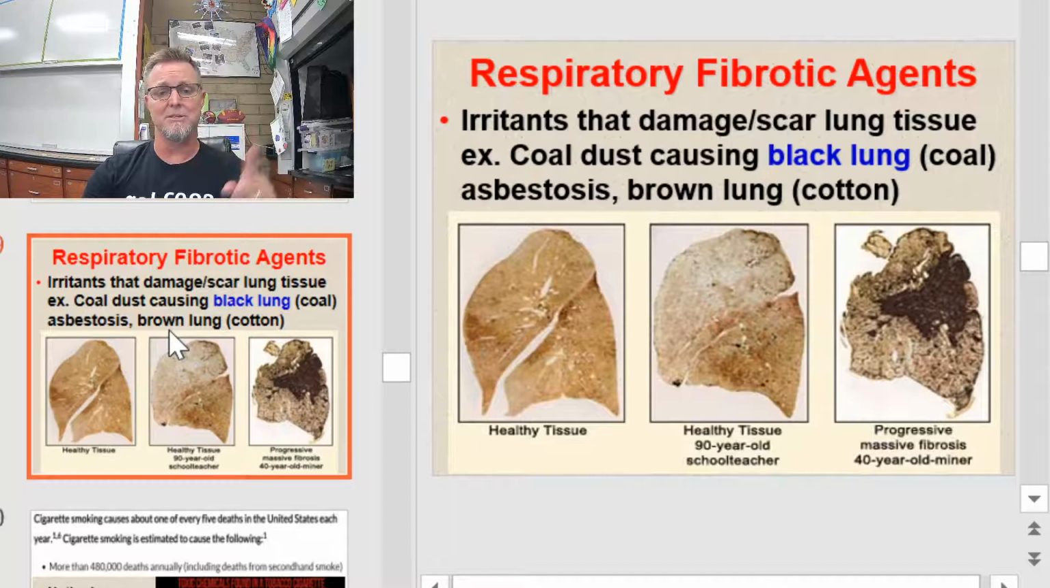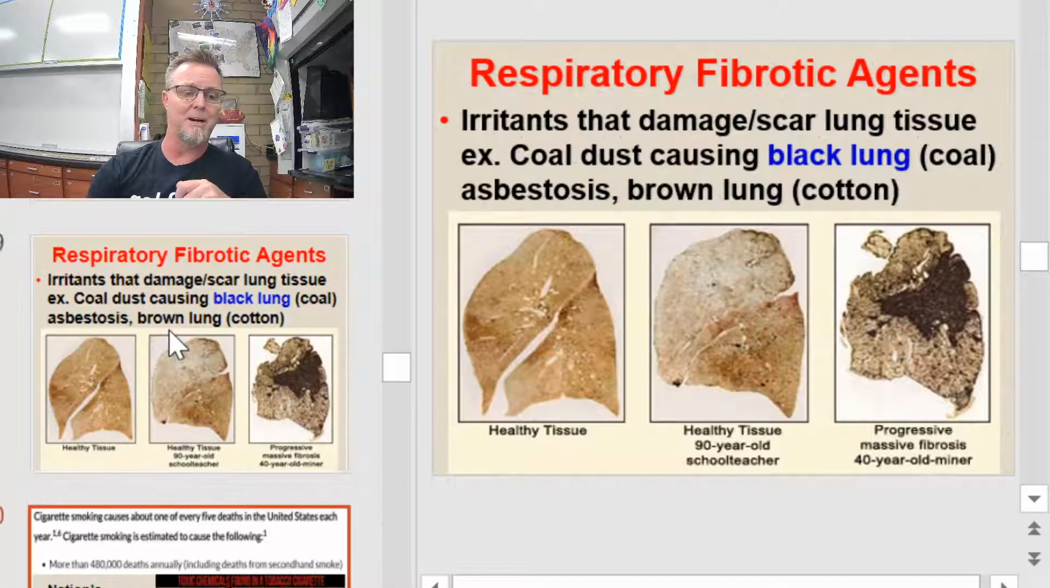Asbestos is a different story. Asbestos is everywhere. It can be in insulation. It can be in floor tiles and ceiling tiles. When those things are broken, the asbestos is like little shards of glass that float into the air and get into your lungs, and at the end of the day can lead to cancer. So respiratory disease. That's bad. These are respiratory fibrotic agents.